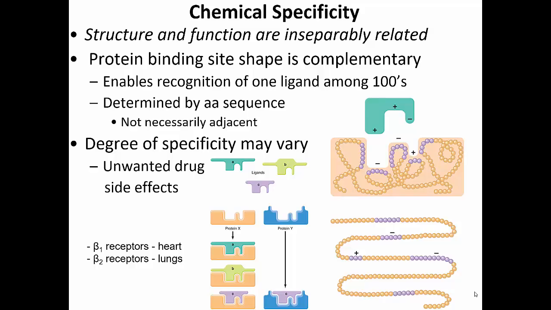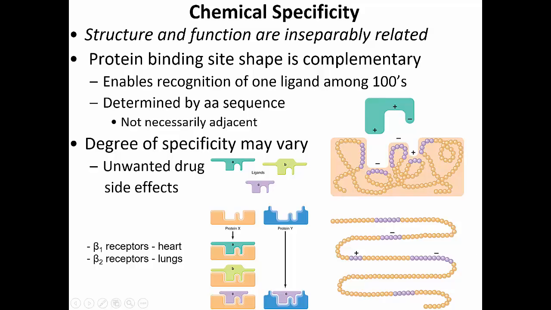The protein binding site has a shape that's complementary to the ligand to which it binds. This enables the protein to recognize one particular ligand among hundreds, at least, that it's exposed to in its position within the body. The shape of the protein, as you're well aware, is determined by the amino acid sequence, and most frequently this is not determined entirely by adjacent amino acids.